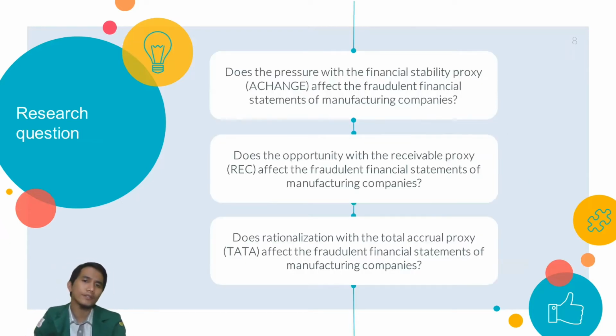And my research questions are: first, does the pressure with the financial stability proxy affect the fraudulent financial statements of manufacturing companies? Second, does the opportunity with the receivable proxy affect the fraudulent financial statements of manufacturing companies? And third, does the rationalization with the total accrual proxy affect the fraudulent financial statements of manufacturing companies?